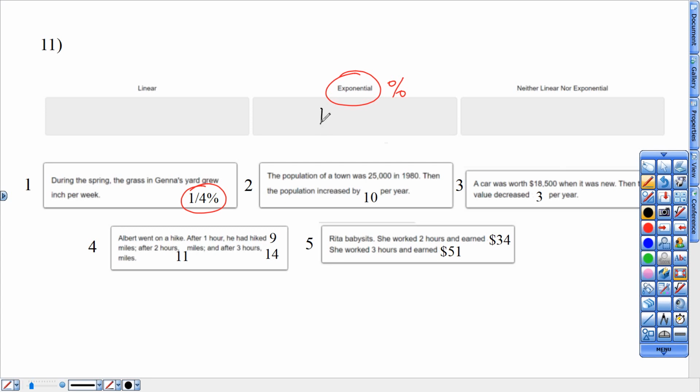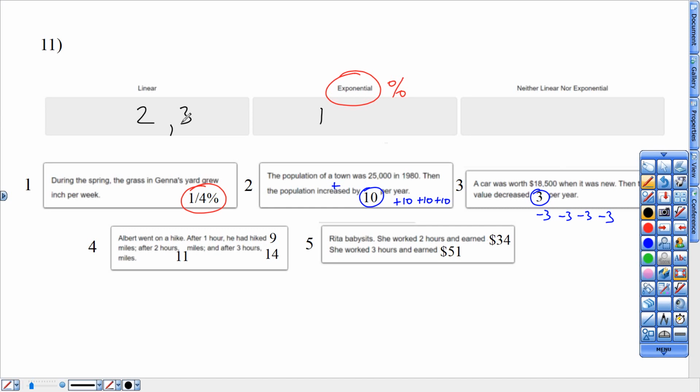If I look at the other ones, this is just increasing by plain old 10, adding 10, adding 10, adding 10 every time. Straight line linear. If I come over to this one, it is decreasing by 3, minus 3, minus 3, minus 3, minus 3, straight line every year, minus 3. That is linear, straight line situation, going down by 3.